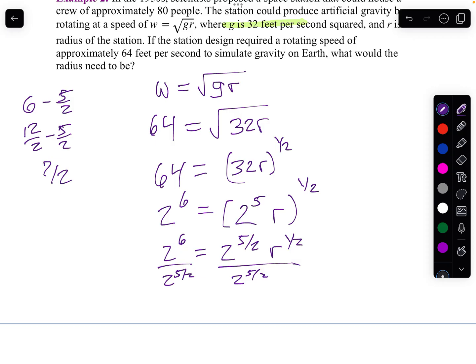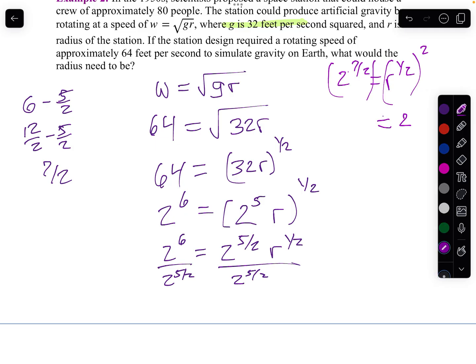I run out of room here, so I'm going to write that in the second column. So I'm going to say 2 to the 7/2 power equals R to the 1/2 power. To get rid of that 1/2, I'm going to square both sides, so I don't have an exponent anymore. 1/2 of 2 is 1. 7/2, it's kind of hard to read, isn't it? I'm going to rewrite that. So 7/2 times 2, that's 2 to the 7th.